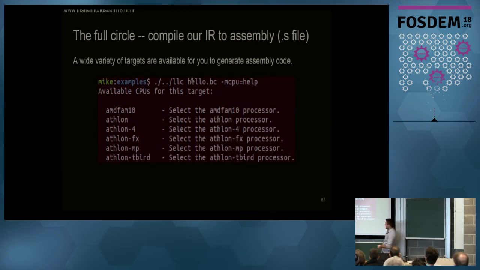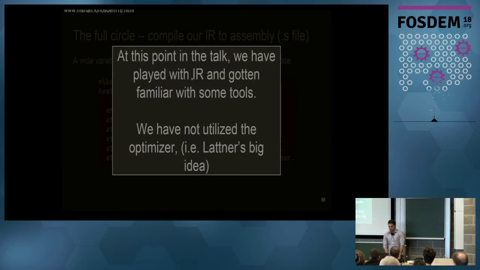Okay, so this is the full circle. LLVM, the project itself, a lot of people have worked hard on it to target many different machines. So you can actually pass this flag in for CPU and see all the different architectures that you can generate code for. This list goes on much, much deeper than what I've shown here. Okay, and at this point, we've gotten familiar with some of the IR, playing around with the tools, the compiler toolchain, but we haven't utilized the optimizer yet. Again, Lattner's big idea here with this project.